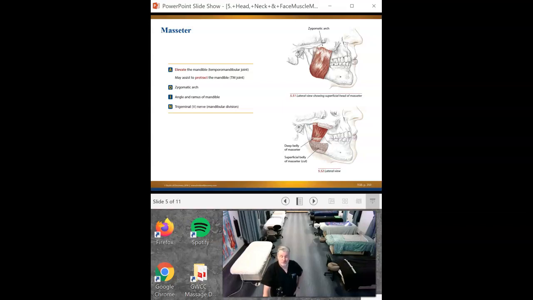So anyway, it's your chewing muscle. It's your main chewing muscle. It's your strongest chewing muscle. It hooks from your cheekbones, your zygomatic arch, to your mandible. And the zygomatic arch is formed with the zygomatic process of the temporal bone and the zygomatic bone, making the zygomatic arch. And that's where it hooks to. Zygomatic arch, your cheekbone, to your jawbone. And this right here is your masseter. It's your main chewing muscle.